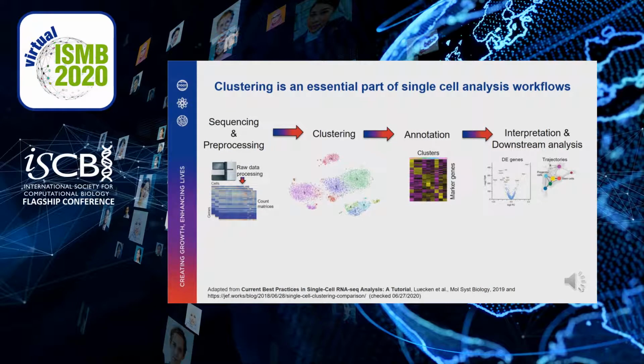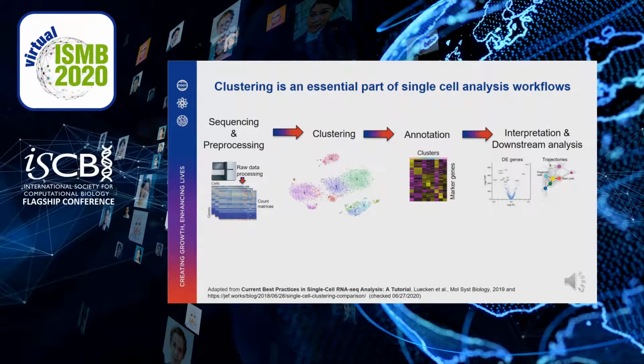For anybody who performs single-cell analysis, your pipeline will look something like this. You start with your sequencing and preprocessing, including quality control, you go to clustering, annotation, and then you do the interpretation and downstream analysis. This slide already shows you that clustering is one of the first essential steps in this pipeline, and any error that occurs there will be carried forward to all of the other analysis steps, which really renders clustering to be a very important part which should be as accurate as possible.